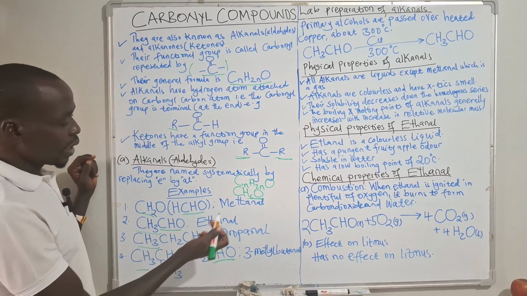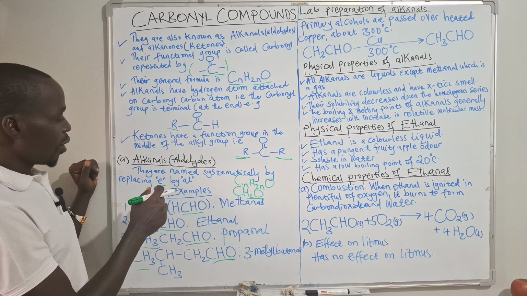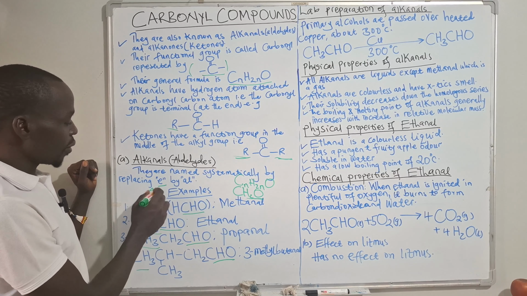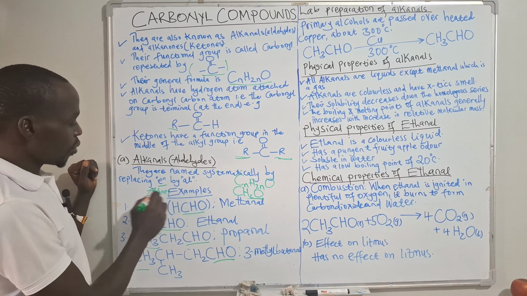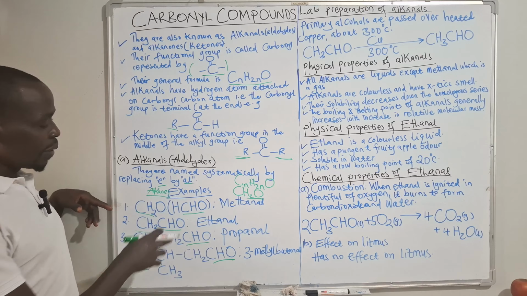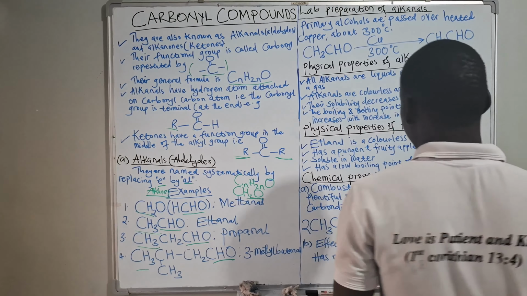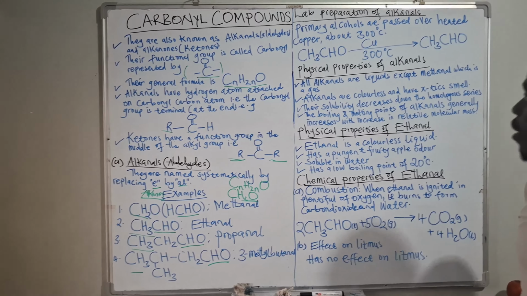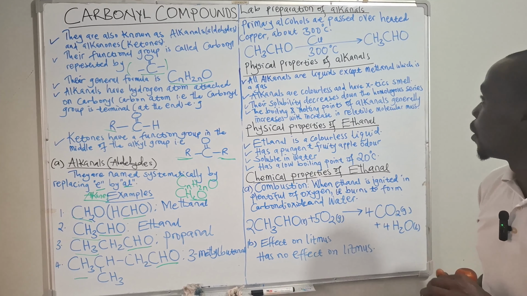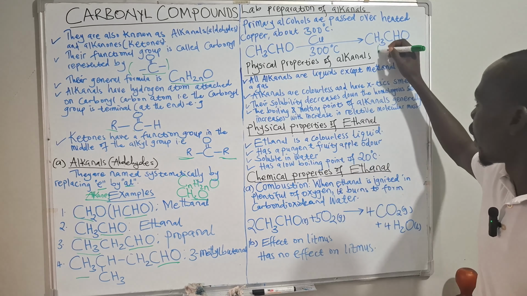So for this naming, you just replace the e in alkanes. It is named systematically by replacing this by this. So this one is found in alkanes. And then this "al" is for carbonyl compounds, specifically alkanals. So these are the examples, and you see the different IUPAC names. Then lab preparation of alkanals. We need to know this chemistry very well, because if you're in the lab, you'll be in a position to prepare this methanal.